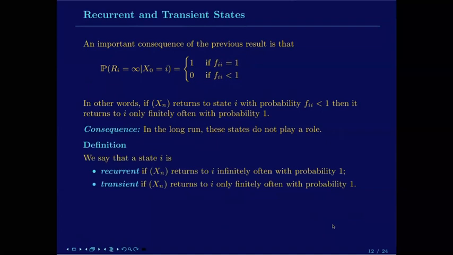Because of this very different behavior, we call the states of the first kind recurrent. A state is recurrent if the Markov chain returns to the state infinitely often with probability 1. Or the state is called transient, the second kind, if the Markov chain returns to the state only finitely often with probability 1.